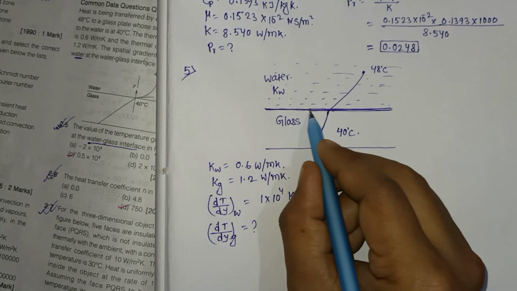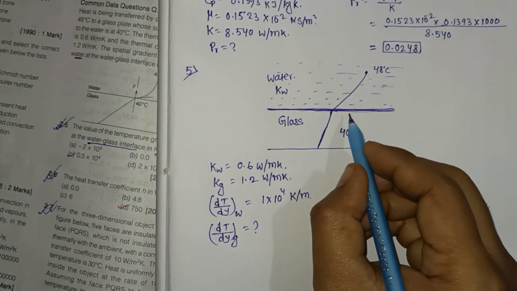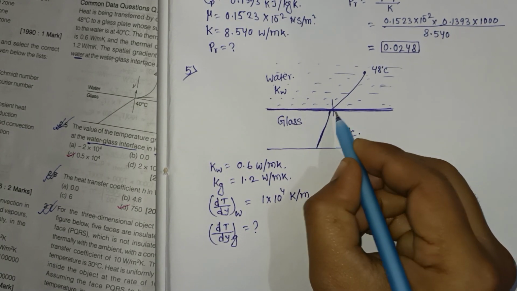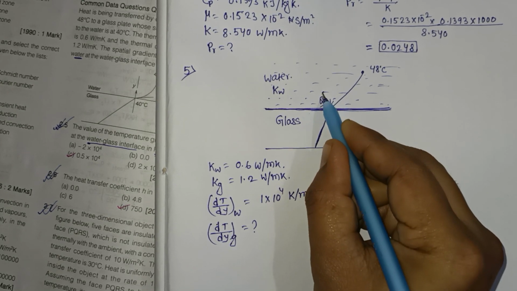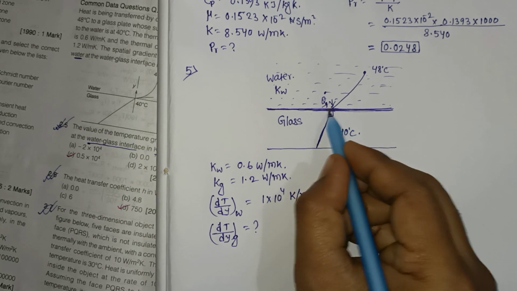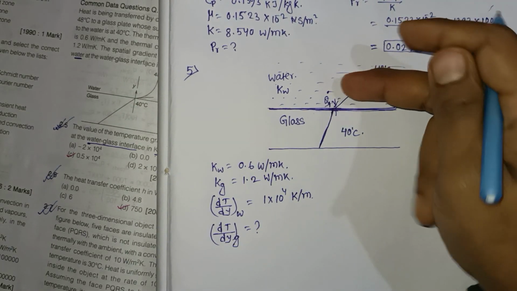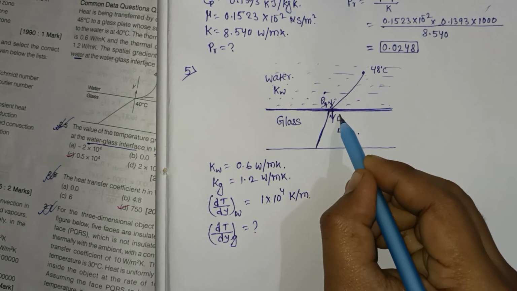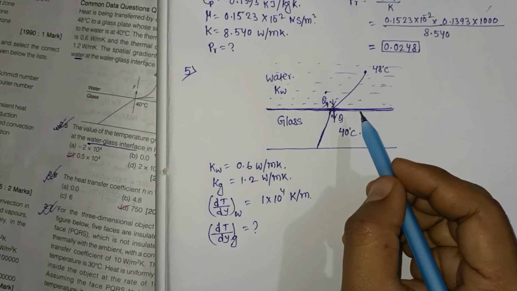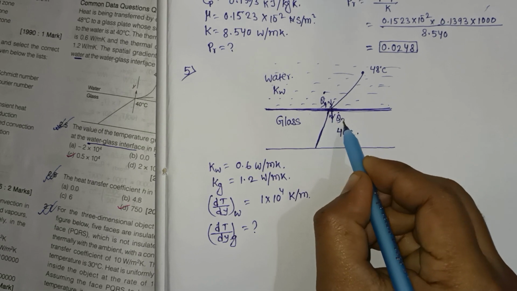So heat is transferred by conduction. Heat transfer rate through the water glass interface. Suppose this is Q1, the heat transfer rate on this side of the water glass interface, and on that side there is another heat transfer rate, that is Q dot 2.